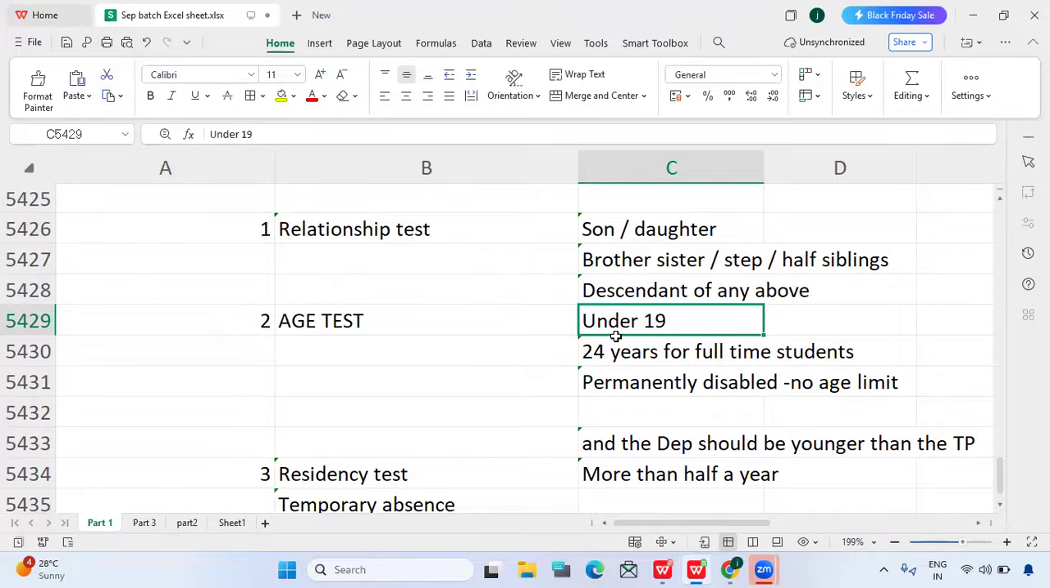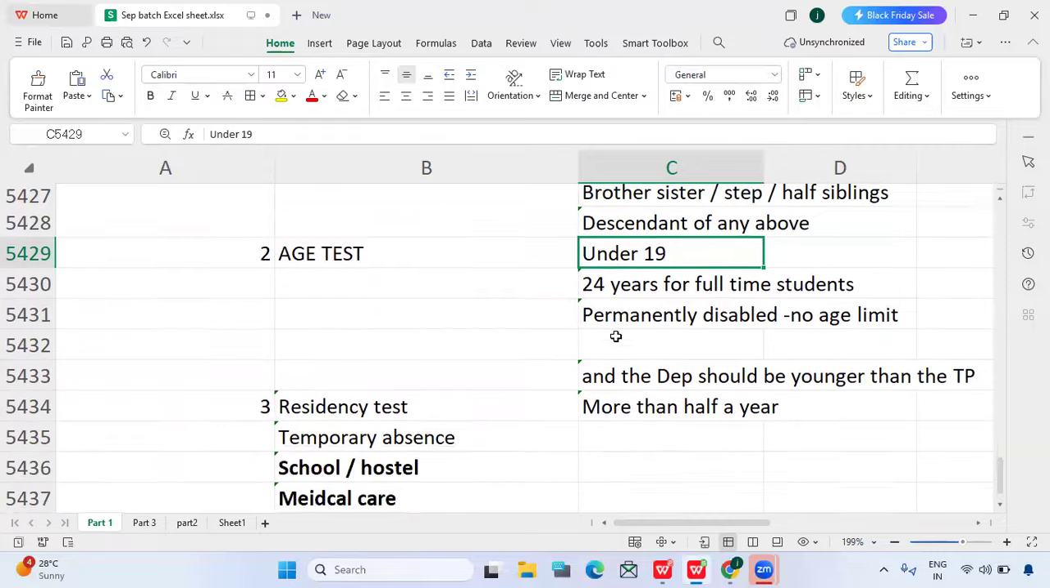But make sure to remember it this way, because they give ages like under 18, under 19, under 24. So under 19 means less than or equal to 18. If it is exactly 18, fine. 18 plus 1 day is not allowed. This is measured on the last day of the tax year. Practically we will see that, but for exam purposes they may not test it in depth.